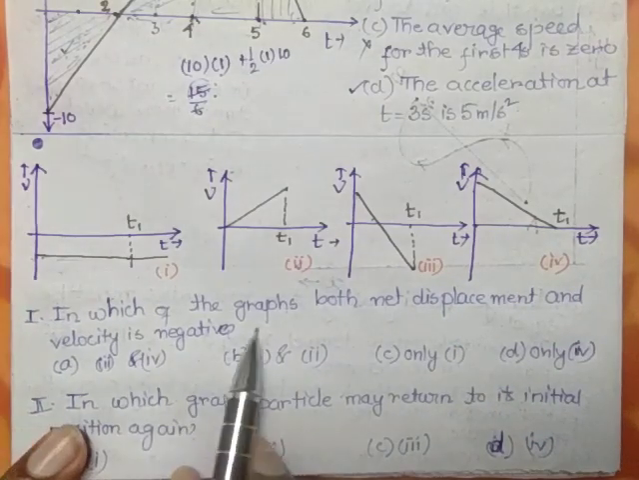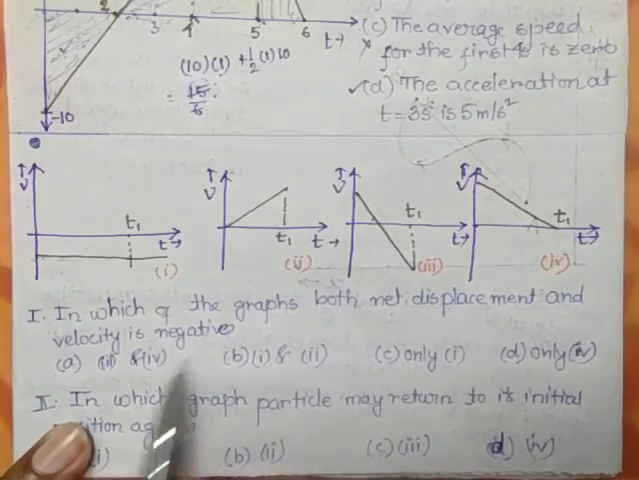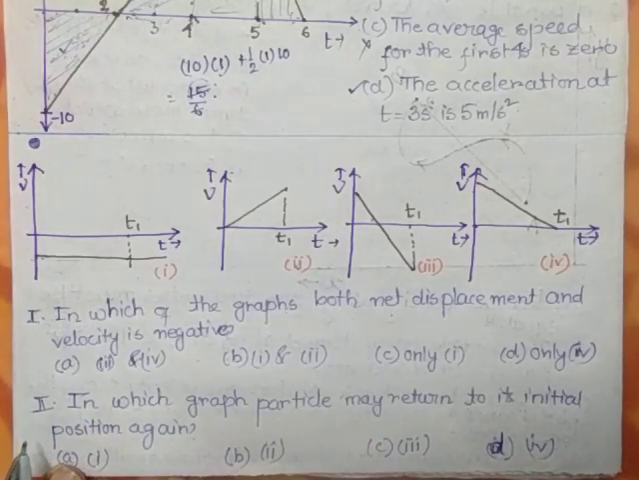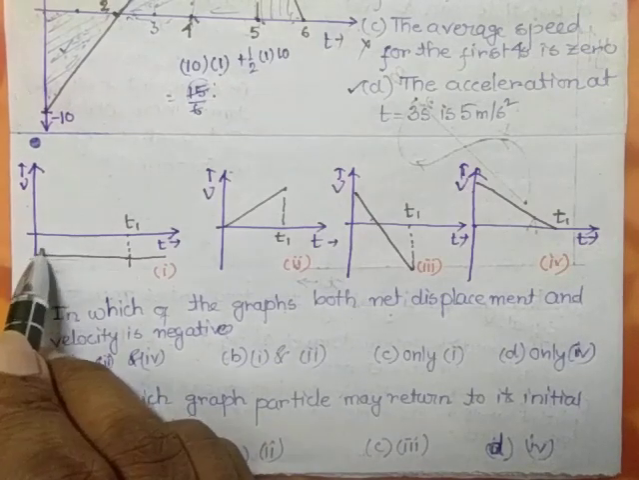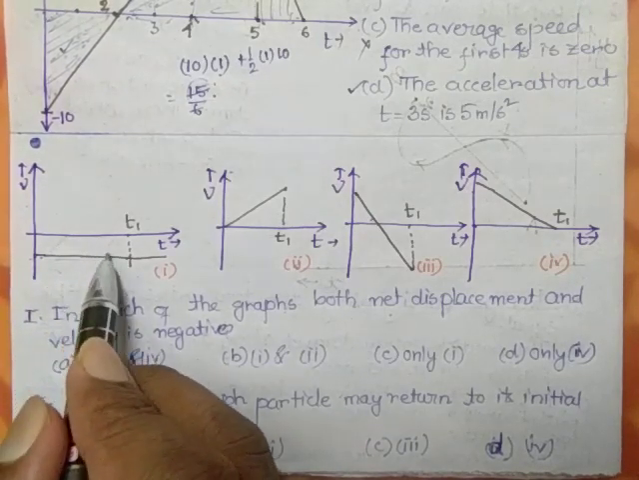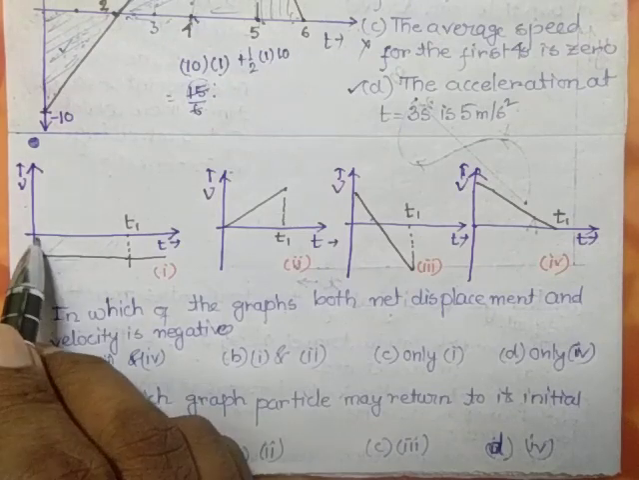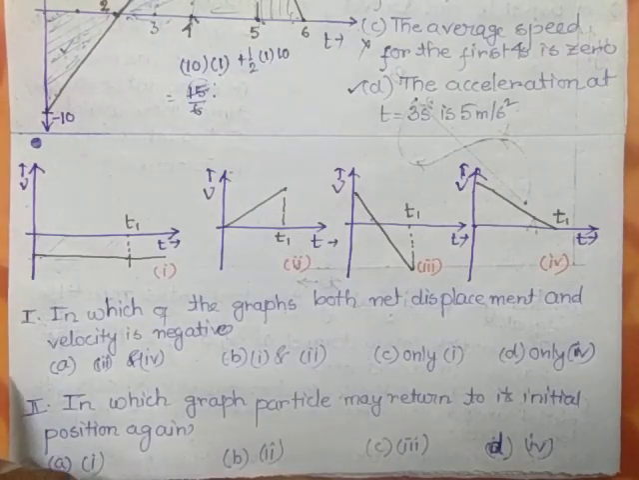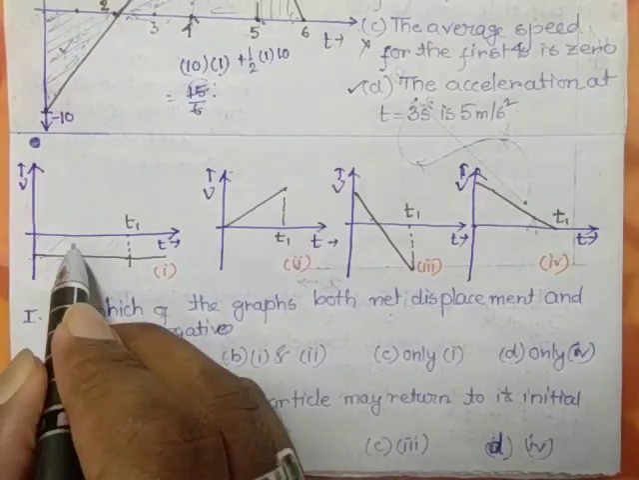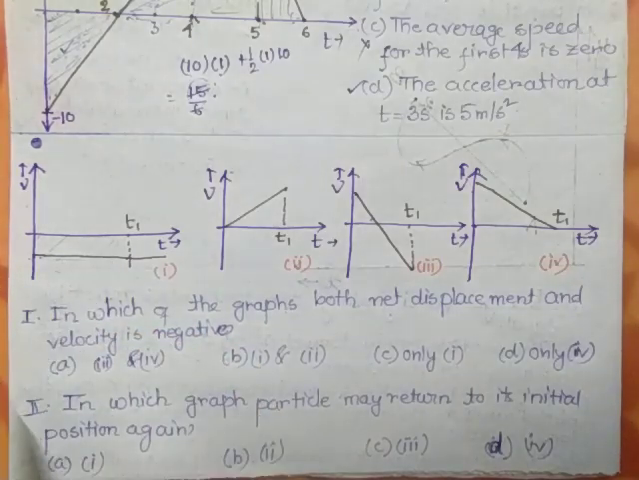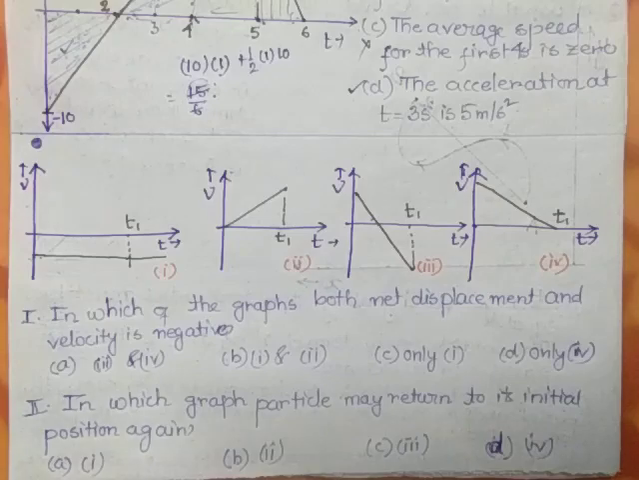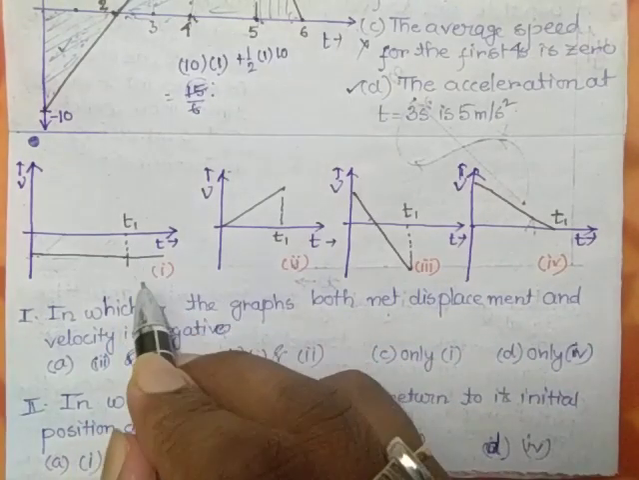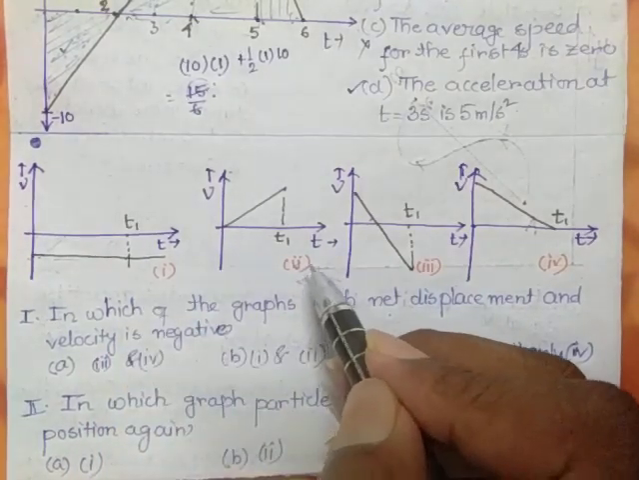So in which of the graphs are both the net displacement and the velocity negative? Net displacement, if I am looking here, obviously if I calculate the area of this, it will be negative, and the area of the velocity versus time curve gives the displacement. Here the area is negative, it is on the downside. So option 1 will be satisfied.